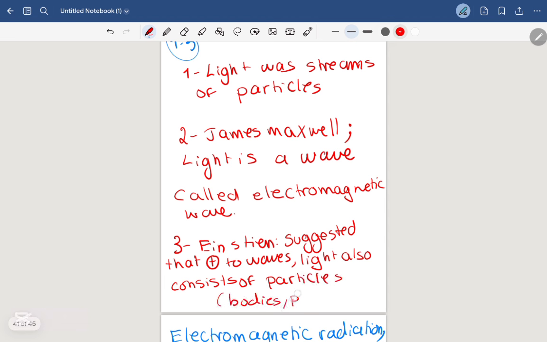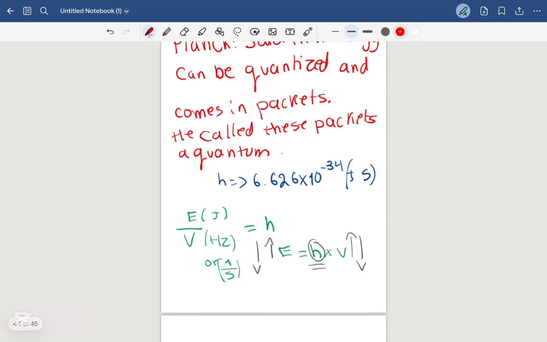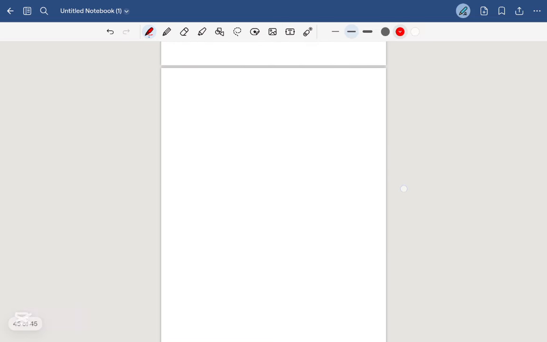Now, how is Einstein proved correct? Einstein is proved correct by something called the photoelectric effect. Very simply, what is the photoelectric effect? The photoelectric effect, basically, is when they got a metal surface and they expose it to light, they will notice that electrons are being emitted. But this light has to have a minimum frequency called a threshold frequency.